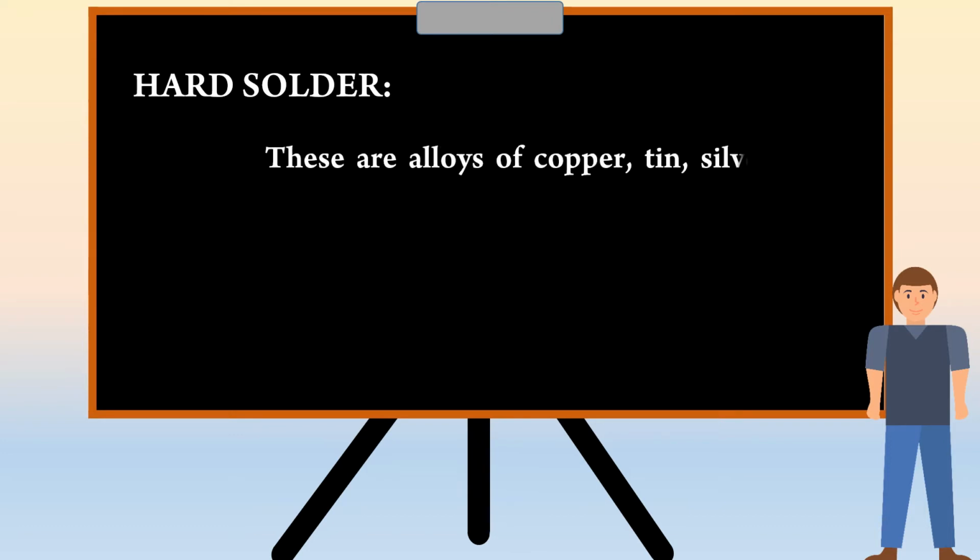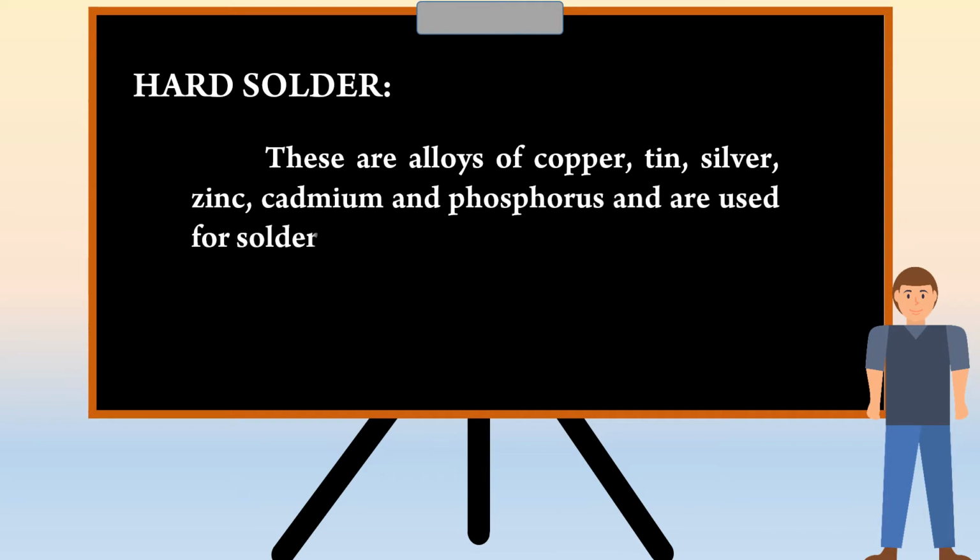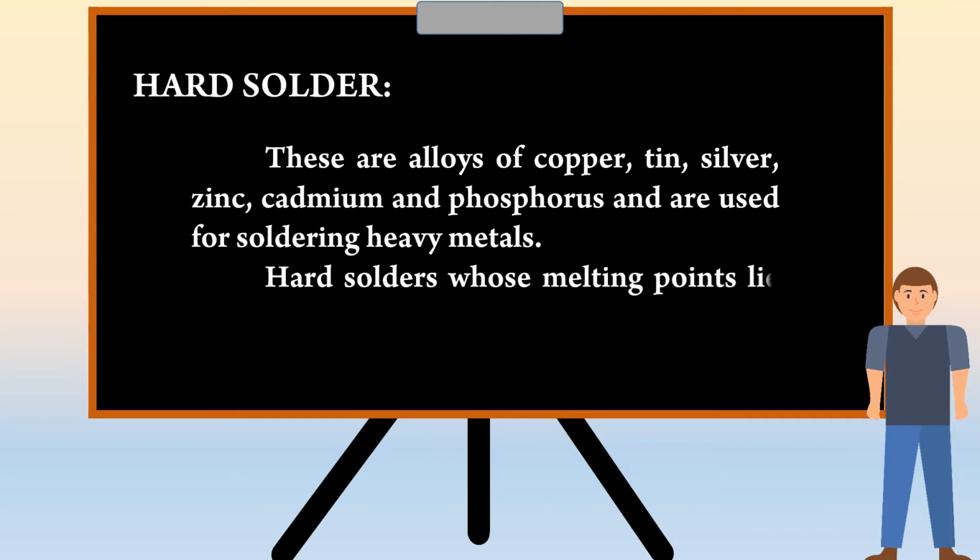and the next one, we are going to discuss the definition of hard solder. These are alloys of copper, tin, silver, zinc, cadmium, and phosphorus, and are used for soldering heavy metals. Hard solders have melting points above 450 degrees Celsius.